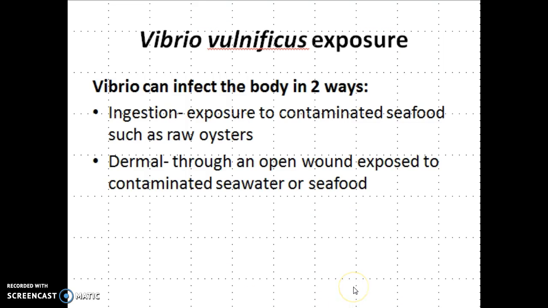So let's say that we're focusing in on the pathogenicity of Vibrio vulnificus. Well, one of the things that we know is that in order to catch a pathogen, you have to be exposed to the pathogen. So how does that happen? Vibrio can infect the body in two ways. They can infect the body because you're exposed through ingestion. So here with Vibrio vulnificus, that would be by ingestion of contaminated seafood, most commonly raw oysters.